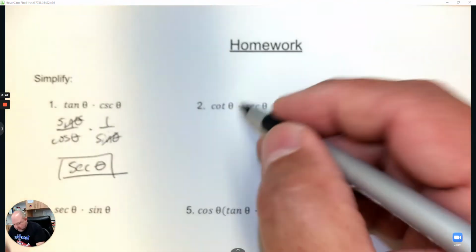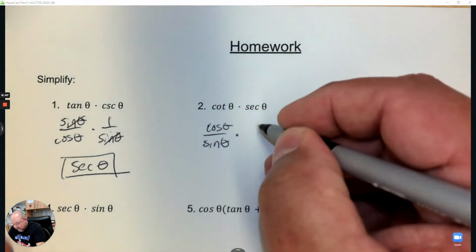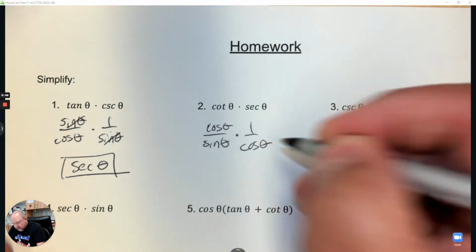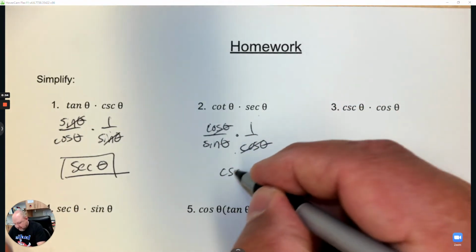Number 2, cotangent is cosine over sine. Secant is 1 over cosine. The cosines divide out, and 1 over sine is cosecant.